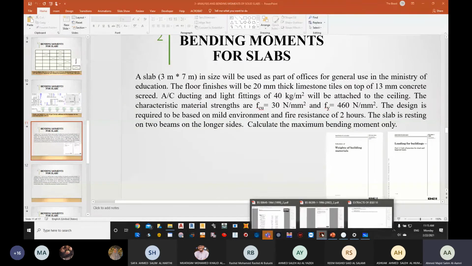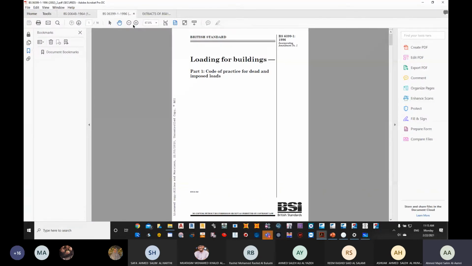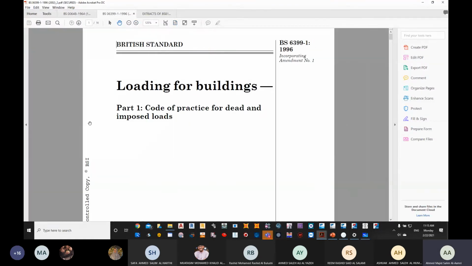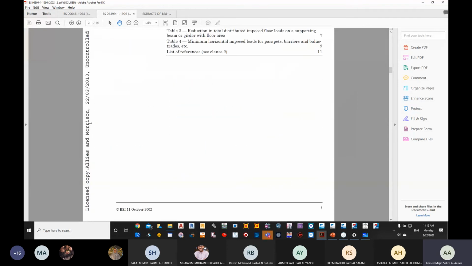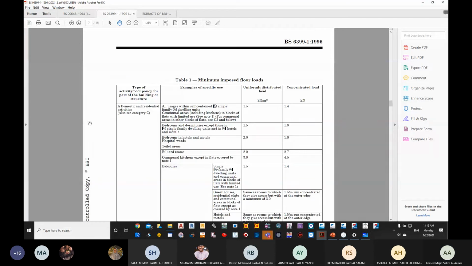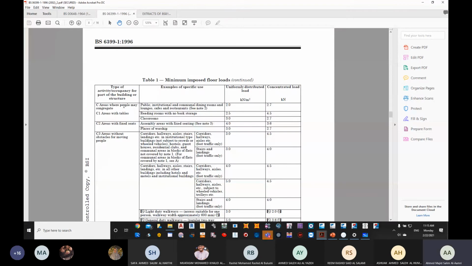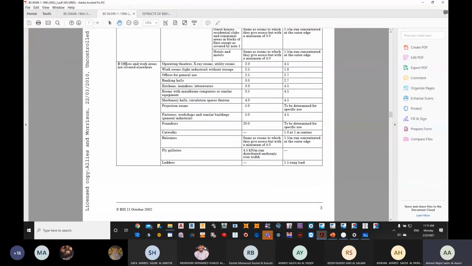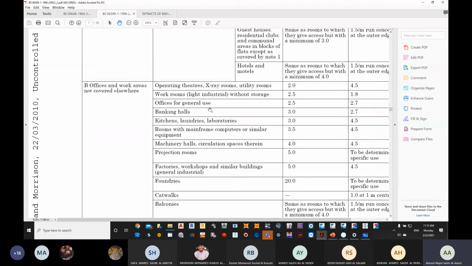We are going to go to the BS code, which represents the live load. You can see that we have different categories. Category A is domestic and residential activities. We have B, which is offices, which is related to our problem. It says operation theaters, X-ray rooms, utility rooms, workrooms, and then it says offices for general use.